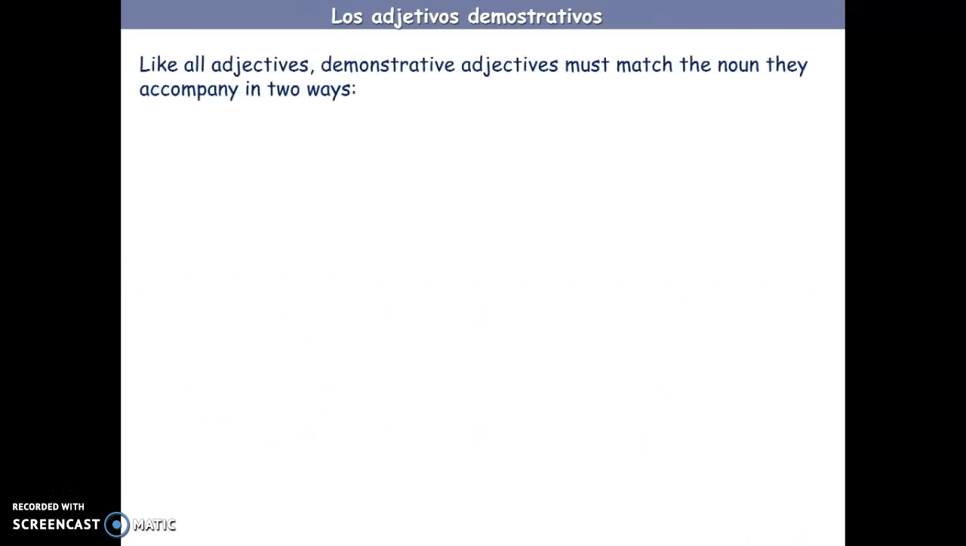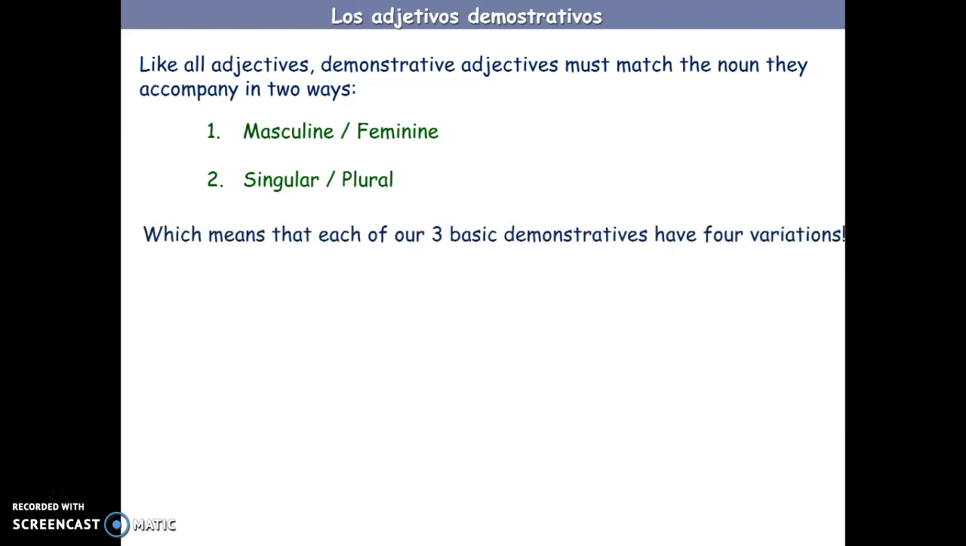Alrighty, so like all adjectives, demonstrative adjectives must match the noun they accompany in two ways. Masculine and feminine, and singular and plural. So just like many things we've talked about in Spanish and in English, it has to agree, right? So that means that each of our three basic demonstratives have four variations.